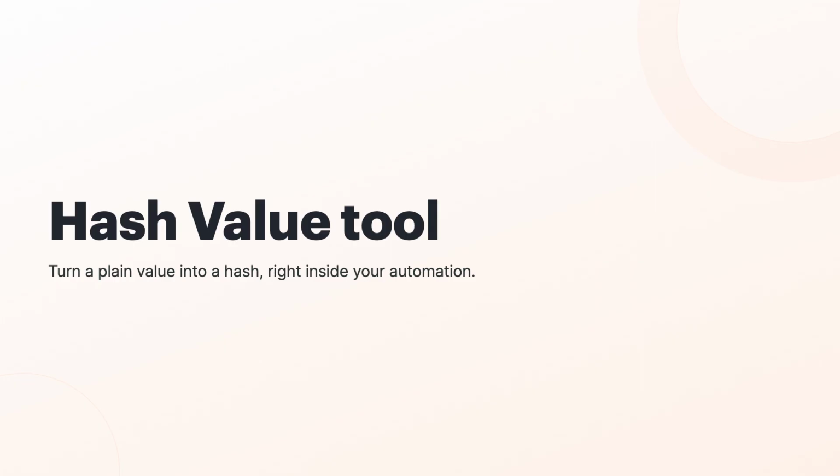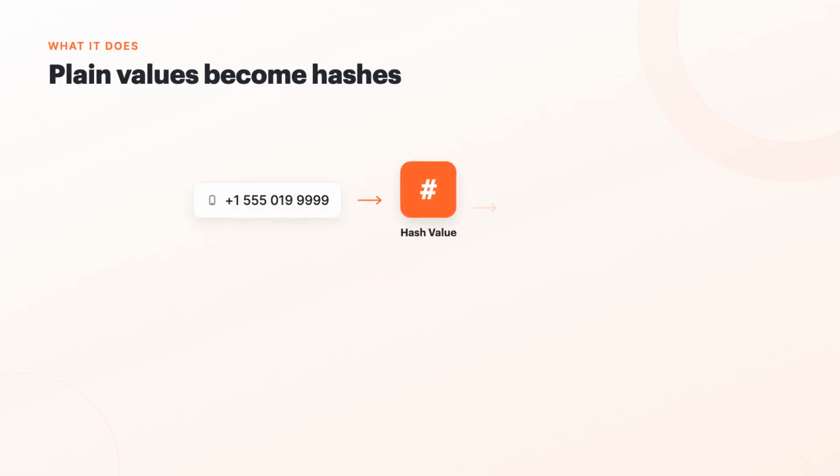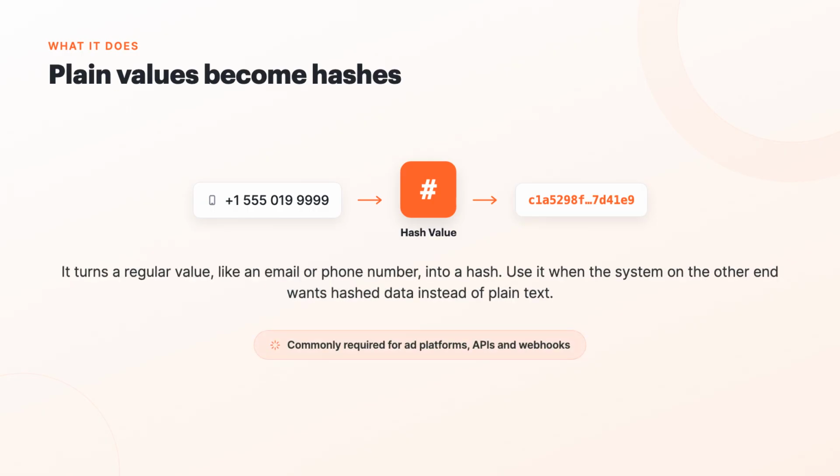In this video, we'll look at the hash value tool. It converts a regular value, such as an email address or phone number, into a hash. This is useful when the receiving system expects data in a hashed format instead of plain text. Hashing is commonly required when sending data to advertising platforms, APIs, or webhooks.